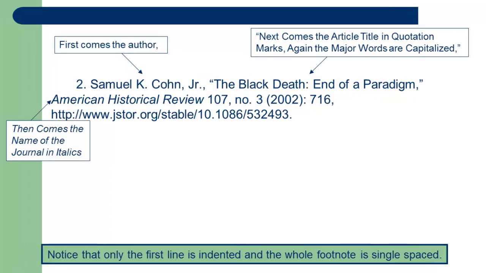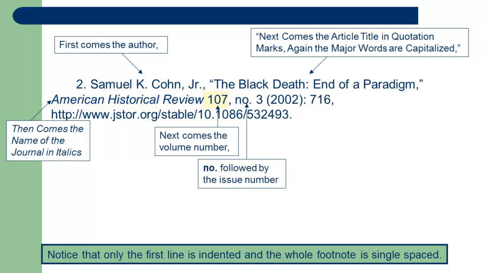After the title of the article comes the name of the journal or the source of your article, and that is also capitalized primarily the way book titles and article titles are capitalized, so important words are capitalized, and that's in italics. Following the name of the journal comes the volume number, which is followed by the letters NO period, and then the issue number. No stands for the word number, so they have said put no period and then include your issue number. That's followed by the year of publication.